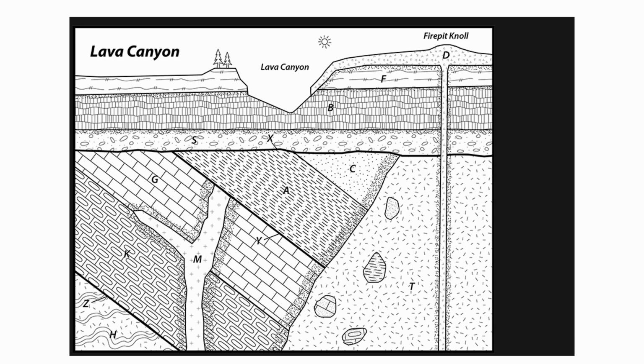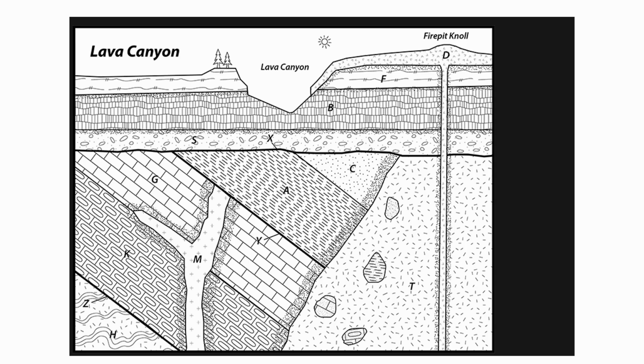Then we see Z and Y, which are faults that cut across multiple older layers. Since they cut through A, C, and T, they must be younger than all three. We also see the intrusion X, which cuts across A and C, meaning it must be younger, making A and C older.